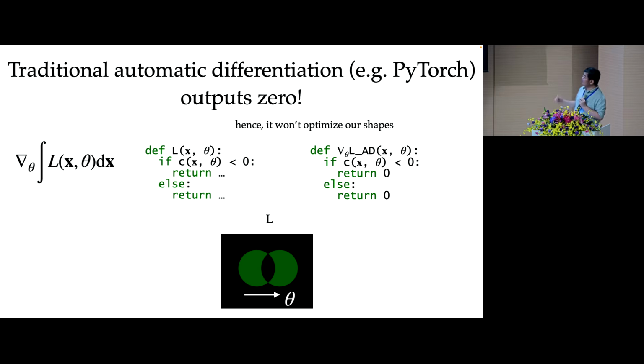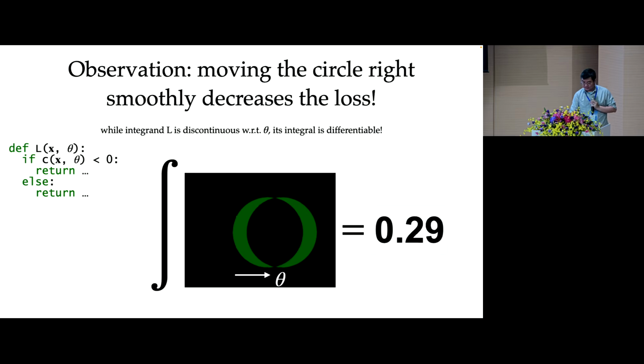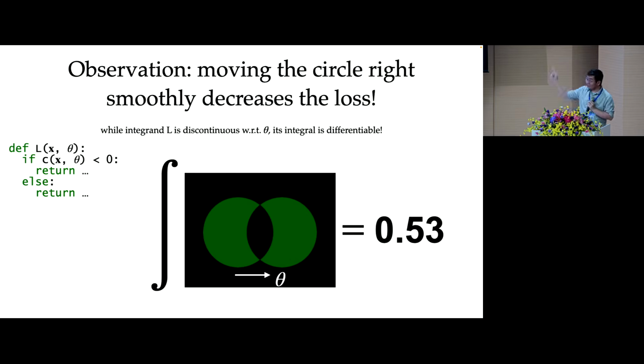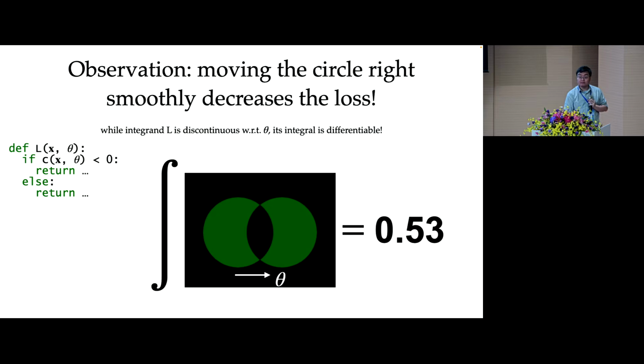So it's hard to argue with the output of PyTorch, right? This seems like an impossible problem. It seems like PyTorch is doing the right thing, so what can we do? Let's actually observe what happens if we move the circle to the right, okay? I made this fancy animation. If you move the circle to the right, you can see that the integral of the loss actually changes continuously. It's a smooth function with respect to theta.